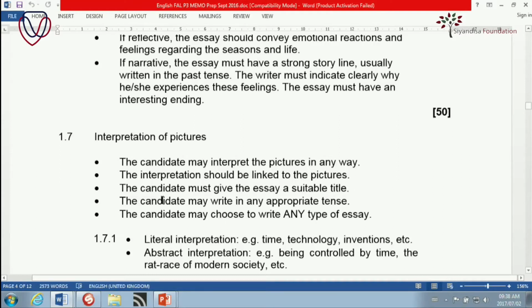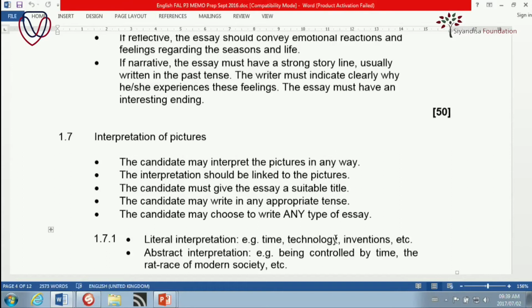Yes. The candidate may write in any appropriate tense. If, for example, you are deciding to create a narrative essay, it doesn't have to be in the past tense. It can be in the future perfect tense. It can be in the past perfect, whatever you want, as long as it makes sense. It can even be in the present tense. It's a difficult method of writing an essay, but it's valid. Then the candidate may choose to write any type of essay. Okay, so we've got six different types. You've got your narrative, your descriptive, your argumentative, your discursive, your reflective, and your expository.